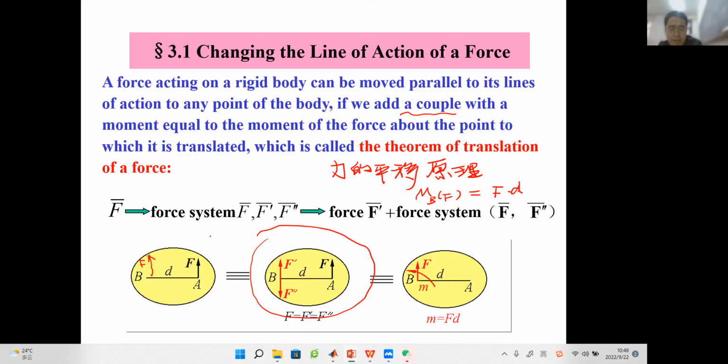This couple's magnitude equals what? F times D. So this is a very important principle. When we have this, we can translate all the forces to a given point. Then we can change the general force system into a special force system, which turns our simplification task from complex into simple, right? That is the way we talk about changing the line of action of a force, right?